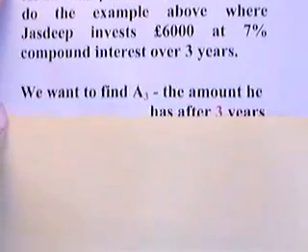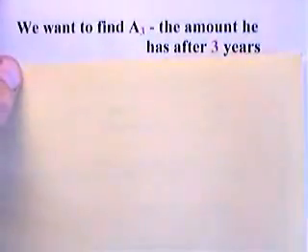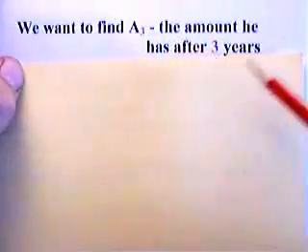Okay, now what we'll do, we'll look at the last example, this time using the formula. Okay, so here we go. As an example of how to use it, let's do the example above where Jasdeep invests £6,000 at 7% compound interest over 3 years. Okay, so how do those numbers fit into the formula? We want to find A3. It's just the amount he has after 3 years. That's what you've been asked to find in the question.